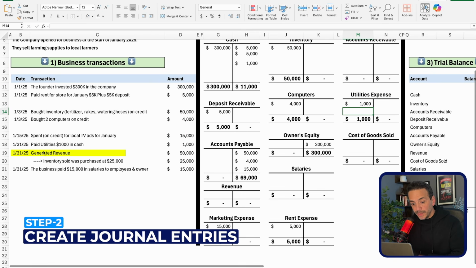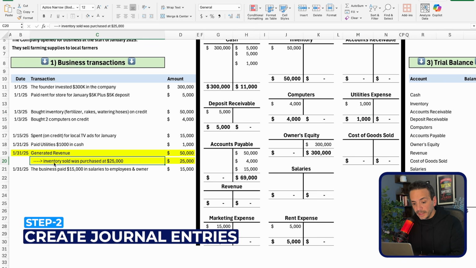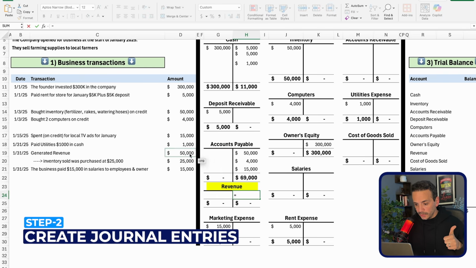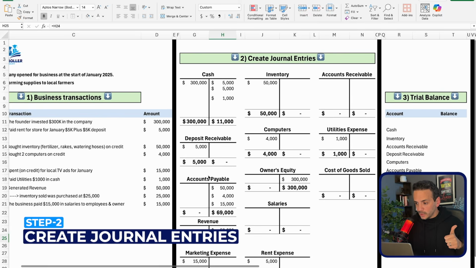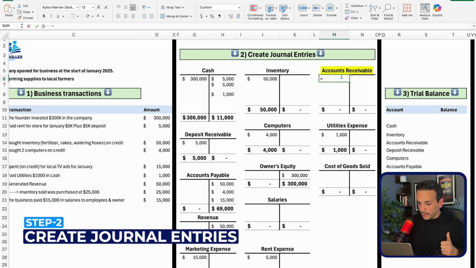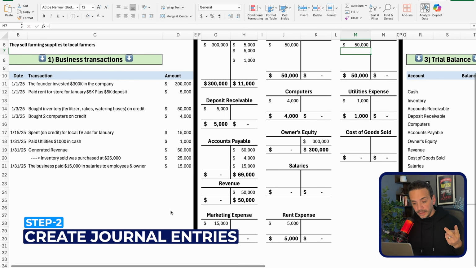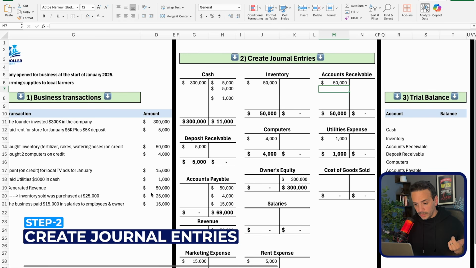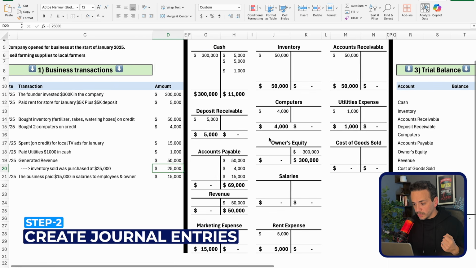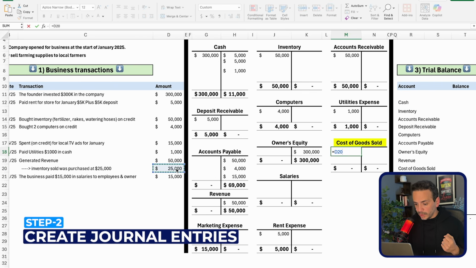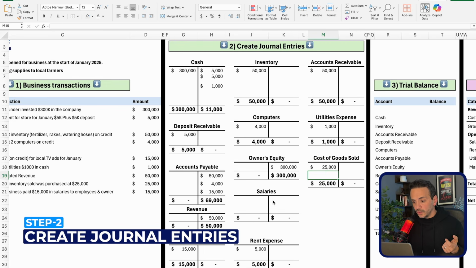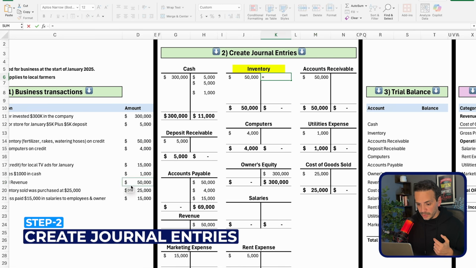The next one is that we generated revenue for $50,000 and the inventory that we sold was purchased for $25,000. Okay, so that's going to require 2 journal entries in this case. The first one to record the revenue. So we will say credit to revenue for $50,000 and our debit is going to be the accounts receivable for the same $50,000. And the second entry for this is going to be to record the cost of goods sold, debit to cost of goods sold for the cost, $25,000. So cost of goods sold is right here, debit for $25,000 and credit to inventory for the same $25,000.